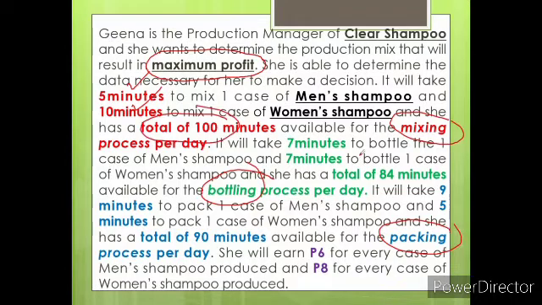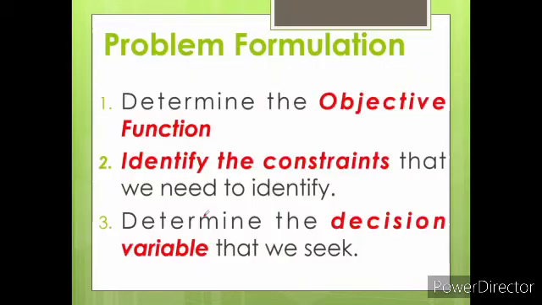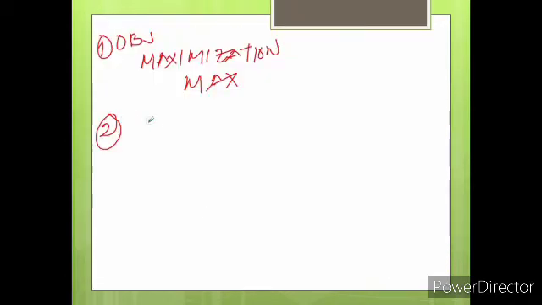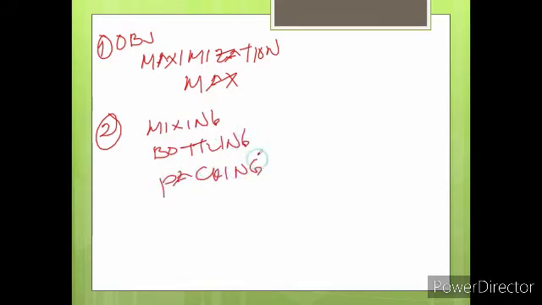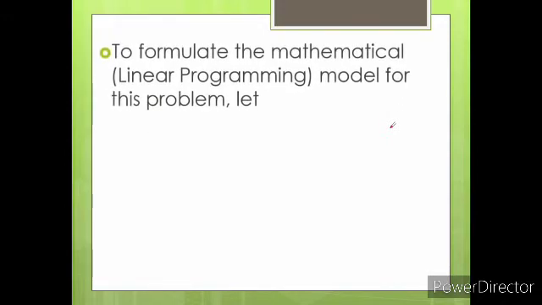Pagdating naman sa bottling, merong 7 minutes for men's shampoo and 7 minutes for women's shampoo with a total of 84 minutes. And last process natin or yung last constraints natin, merong 9 minutes for men's shampoo and 5 minutes for women's shampoo with a total of 90 minutes. Okay? So, ating constraints is mixing, bottling, and packing. Okay? Ito yung ating 3 constraints.